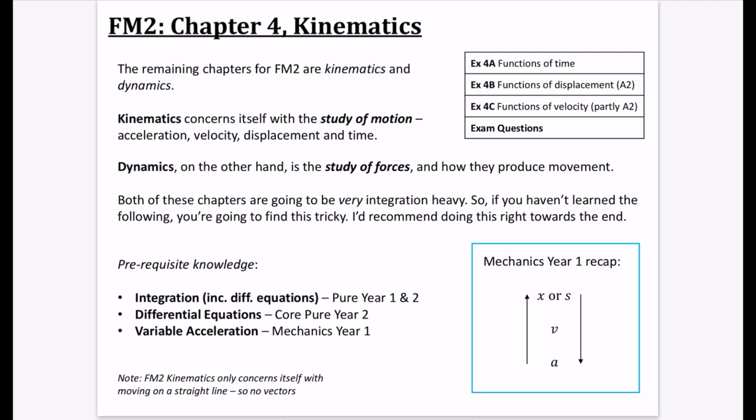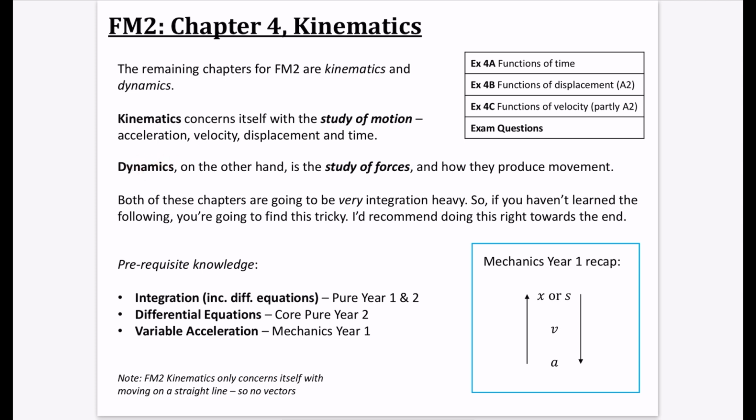So when we look at this, the remaining chapters for further mechanics 2 are kinematics and dynamics. Now I wanted to talk about both of them together to begin with, just because they sound similar, and actually the majority of things that are going to happen for both of these are integration. So kinematics concerns itself with the study of motion. If you think of that word, kinetic is obviously to do with movement. So kinematics is just the study of motion. That's things like acceleration, velocity, displacement, and time, all of those things linked together.